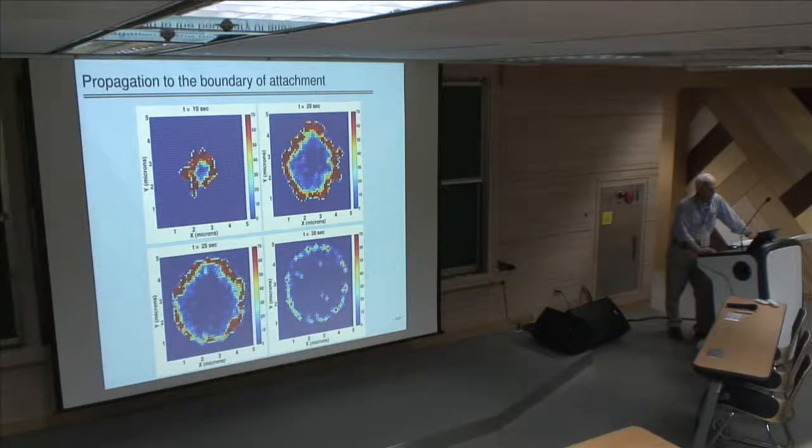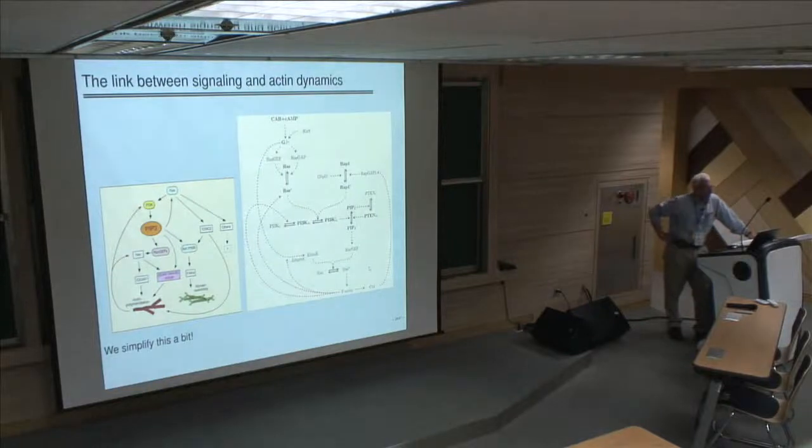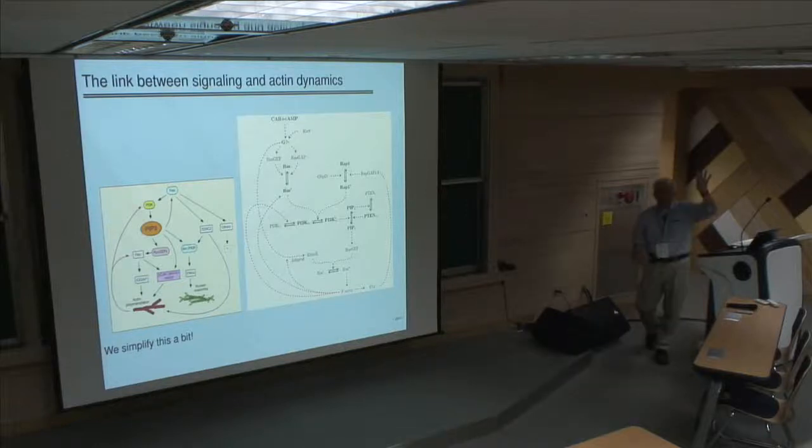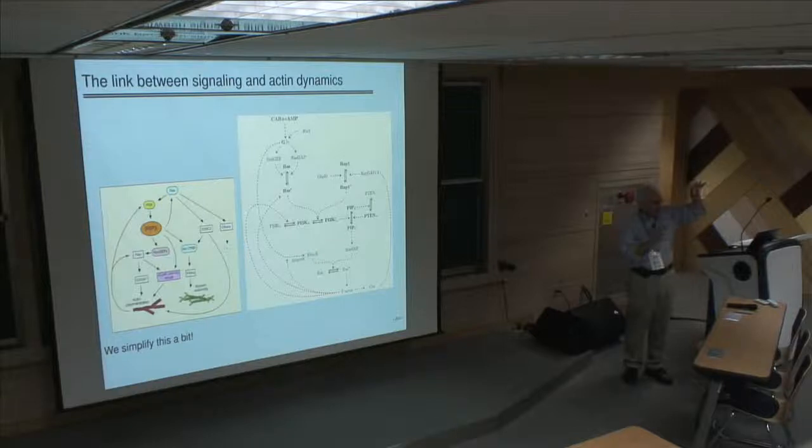Okay, so how do we link signaling and actin dynamics? Remember, I said there are three aspects to this problem. The exterior problem, and the interior problem of how you generate the shape changes, etc., by changing the cytoskeleton. And what I've shown you here is in no way an answer to that second problem. I mean, don't go away and say that problem's solved.